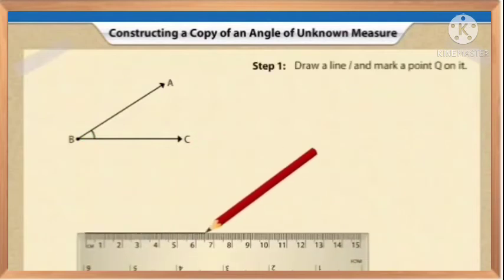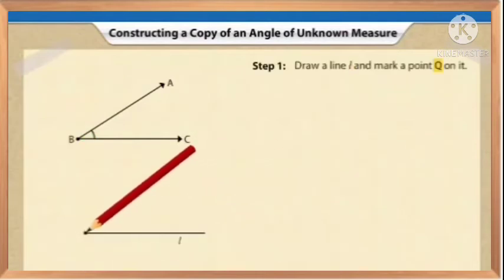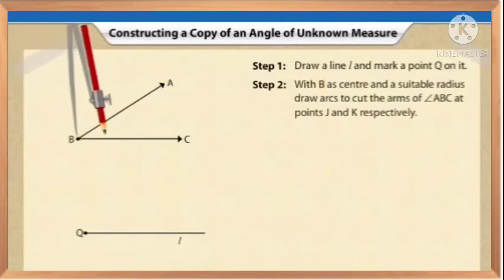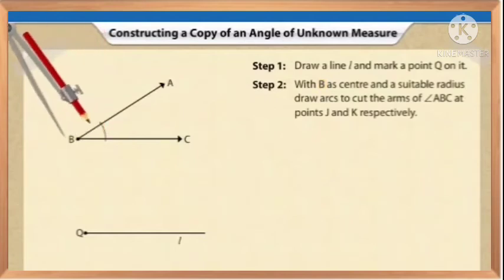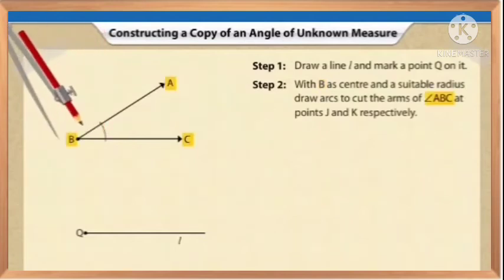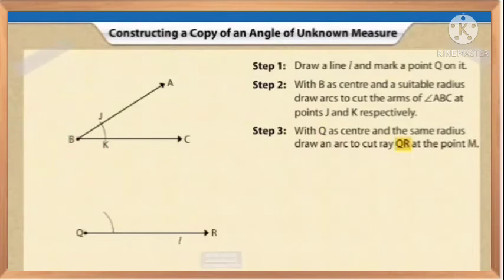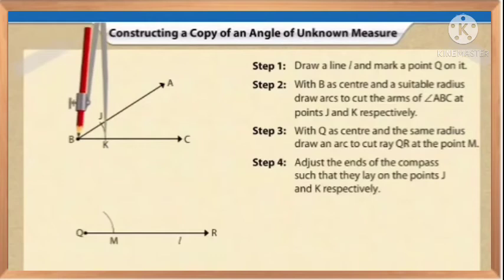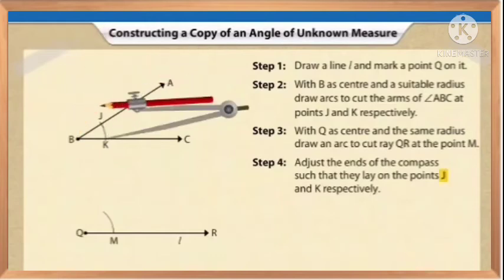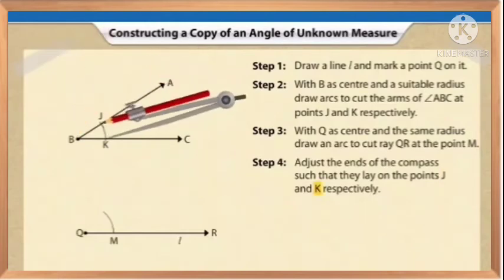First, we draw a line L and mark a point Q on it. With B as center and a suitable radius, draw arcs to cut the arms of angle ABC at points J and K respectively. With Q as center and the same radius, draw an arc to cut ray QR at the point M. Adjust the ends of the compass such that they lie on the points J and K respectively.